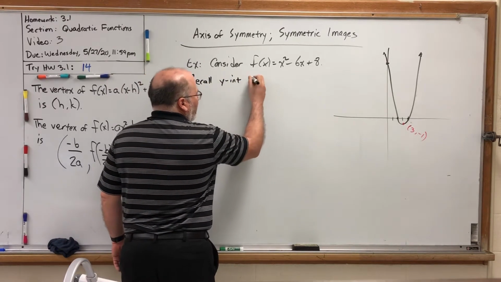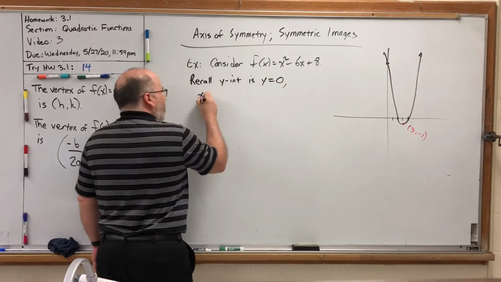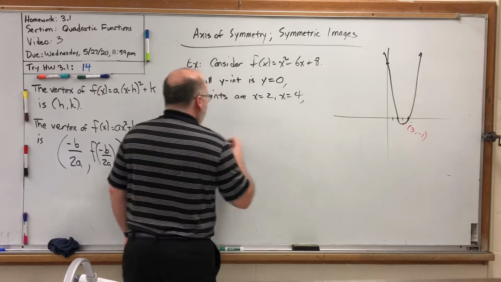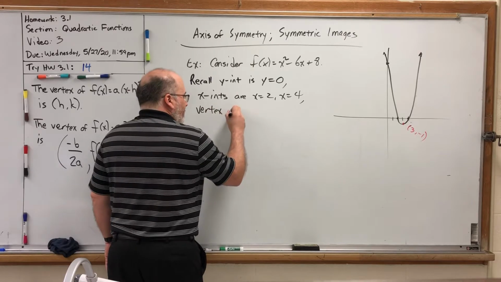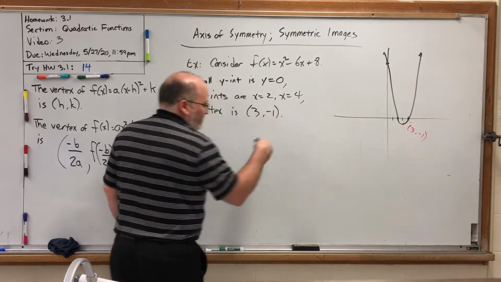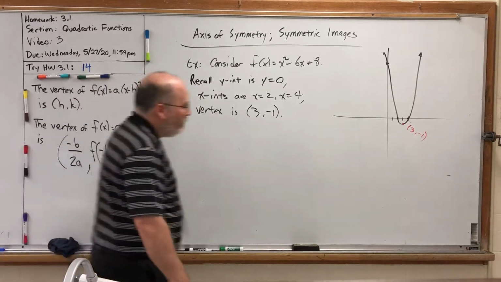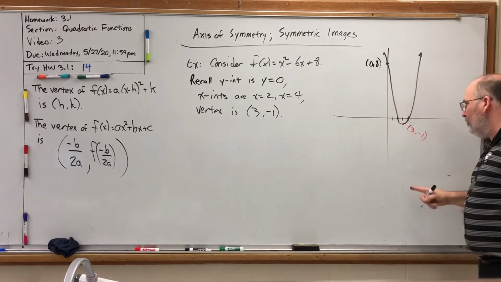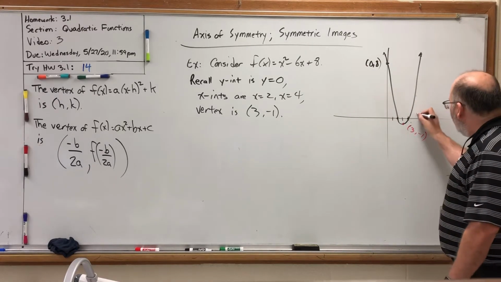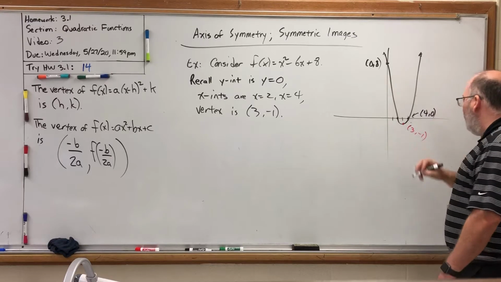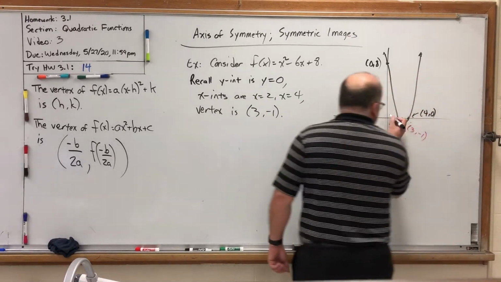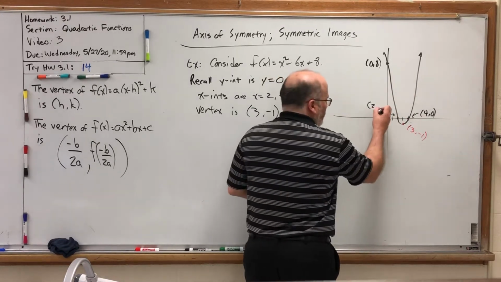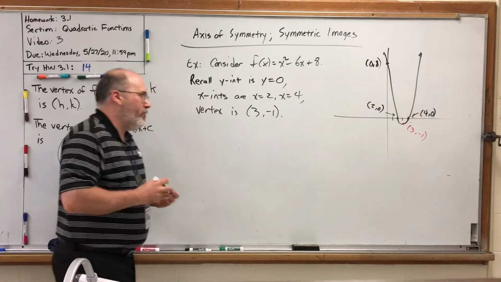The y-intercept is y equals 8. X-intercepts are x equals 2, x equals 4, and the vertex is (3, -1), all stuff that we found out in the previous video. So I can put an 8 up here. Actually, let's put the point (0, 8). I've already got the vertex labeled at (3, -1). The x-intercept on the left is (2, 0) and the x-intercept on the right is (4, 0), if we write them as ordered pairs. So we already found all that out in the previous video.